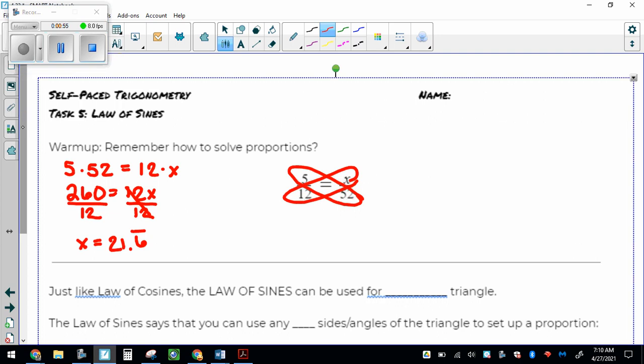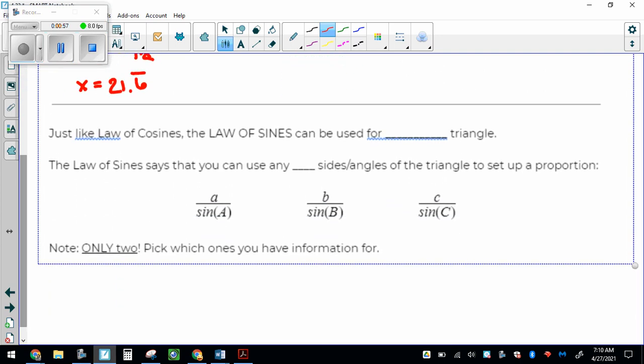All right, so the same way that we did law of cosines and it worked for any triangle, not just right triangles, same thing for law of sines. We can use it for any triangle in the whole wide world. It says that you can use any two sides and angles. So whatever you have a full set of, do you have little a and big A? Then you can set up this fraction. You have little b and big B, you can set up this one. Little c and big C. Remember that the little letters stood for side lengths and the big ones stood for the angles.